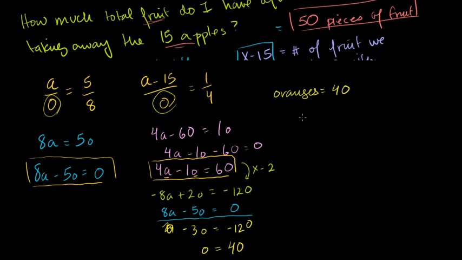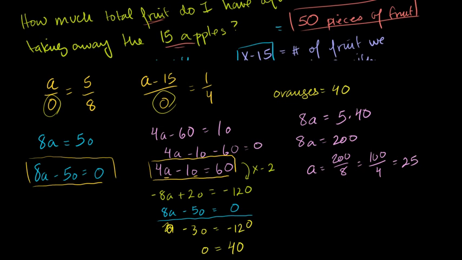So we have 8 times our number of apples is equal to 5 times the number of oranges, or 5 times 40. 8 times the number of apples is equal to 200. Or the apples is equal to 200 over 8, which is equal to 100 over 4, which is equal to 25. So remember what a and o are.